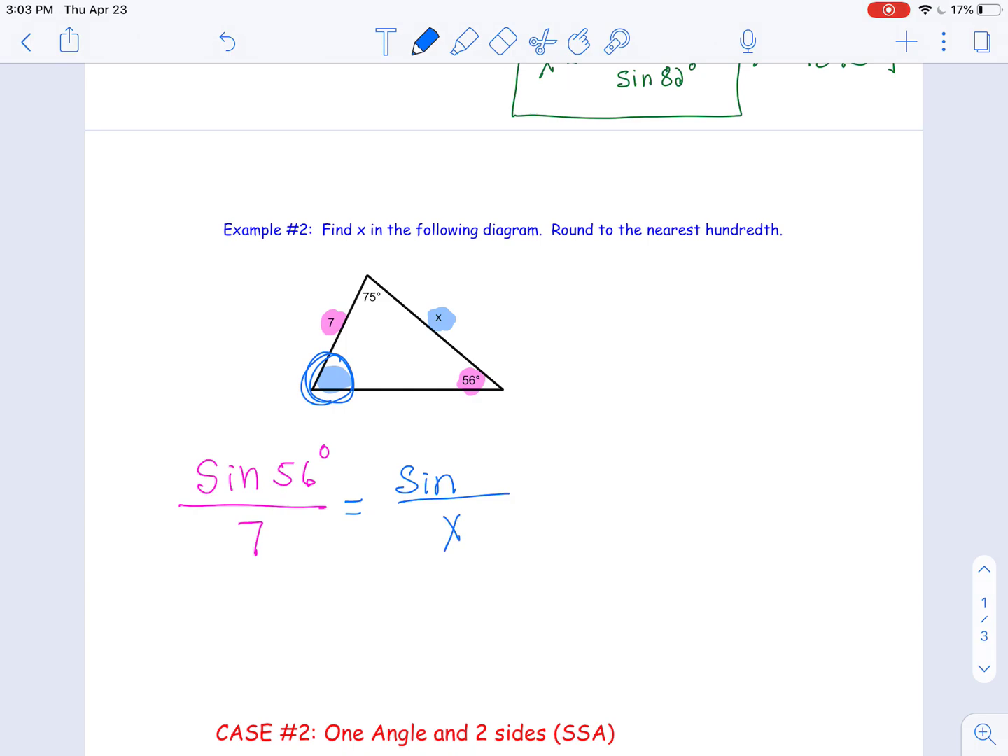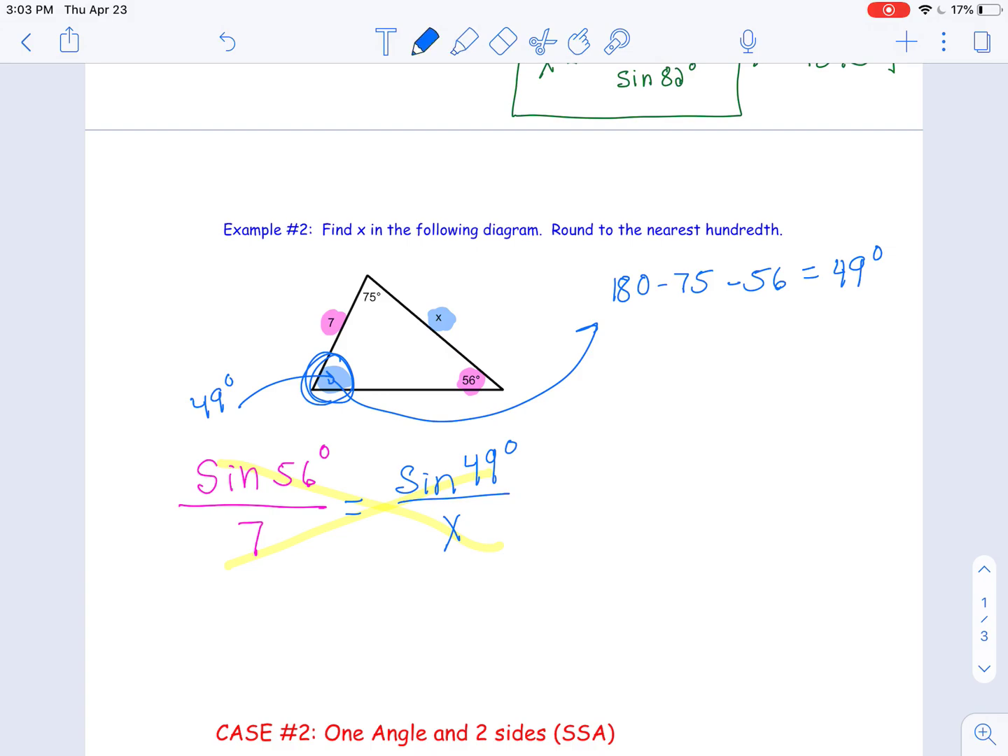Well, we know that all three angles of a triangle add up to 180. So to find that angle, I'm going to take 180 minus the 75 degrees minus the 56 degrees. That's 180 minus 75 minus 56, and I end up with 49 degrees. So this angle here is 49 degrees. Now I have my two ratios. I set them equal to each other, so therefore I have a proportion.